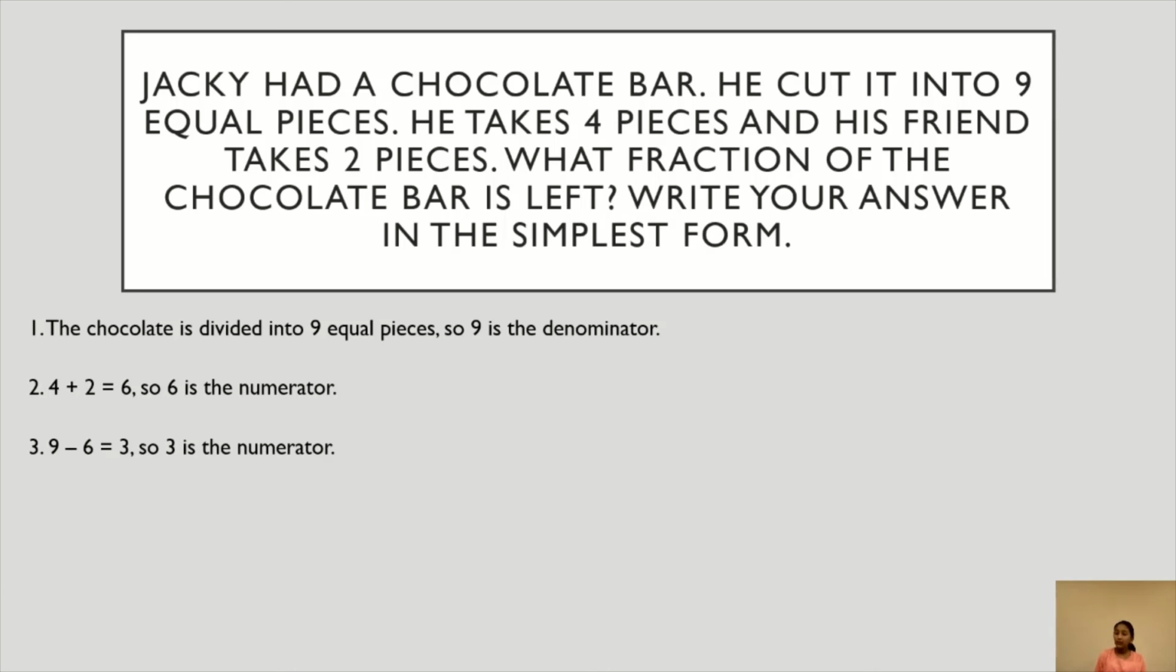And if you divide both numbers by 3, first let's start with the numerator, which is 3. And 3 divided by 3 obviously equals 1. And now let's move on to the denominator, 9. And 9 divided by 3 equals 3. So we got 1 as the numerator and 3 as the denominator. So what is that? 1/3.